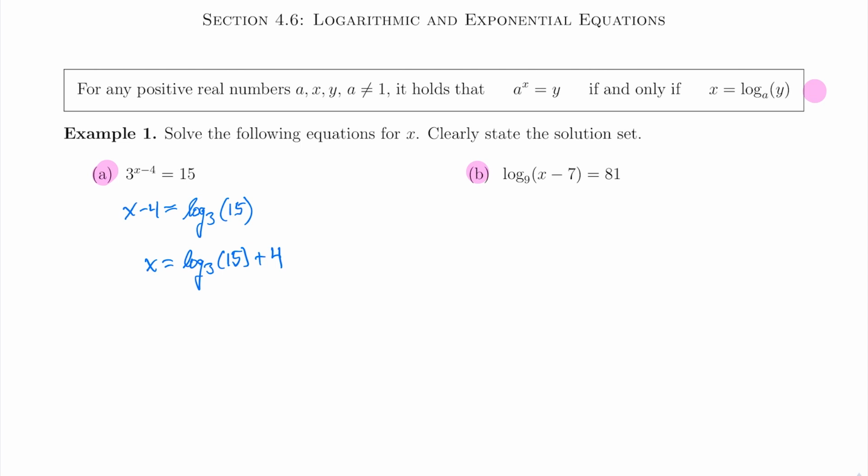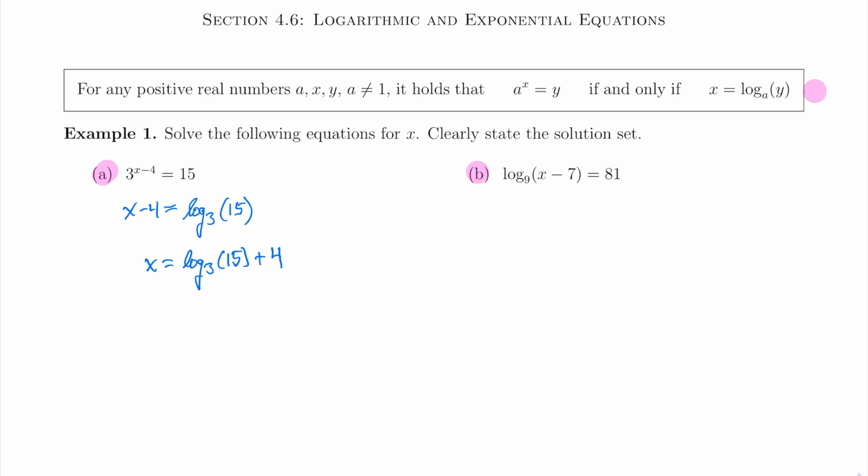We've already talked about how we could plug that into our calculator and find an actual number, but for the purpose of these videos, we leave our answer in exact form, and otherwise we would have it in rounded form, a decimal number. So that was our exponential equation.